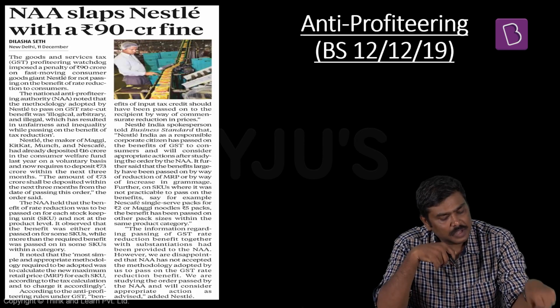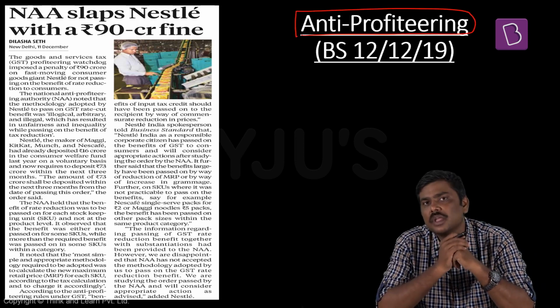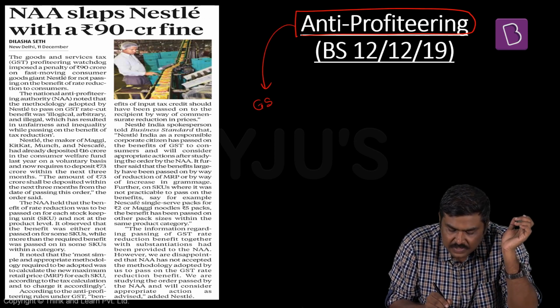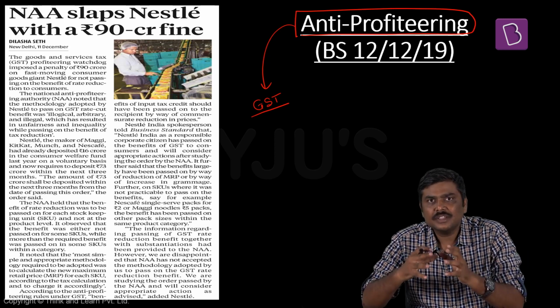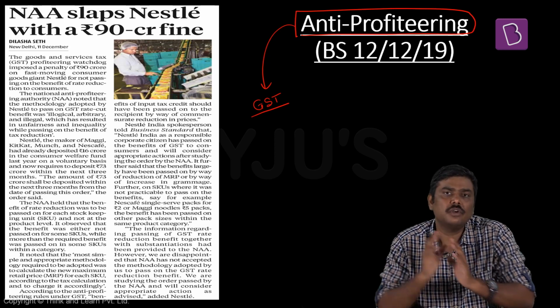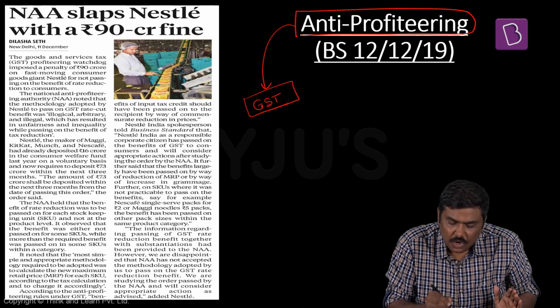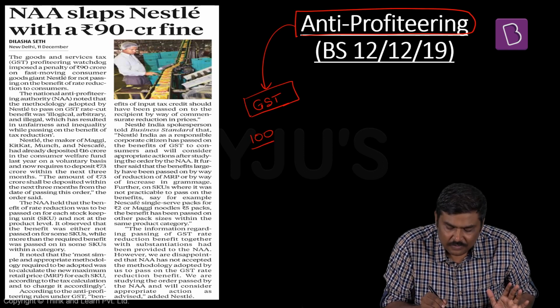Let's begin the discussion. The first article is related to the concept of anti-profiteering. Please understand, under the ambit of a GST, that is Goods and Services Tax, Government of India basically reduced the tax rates on various goods and services over a period of time. Let's say hypothetically, before the introduction of a GST on certain good whose value was 100 rupee, Government of India had a tax rate of 12%.